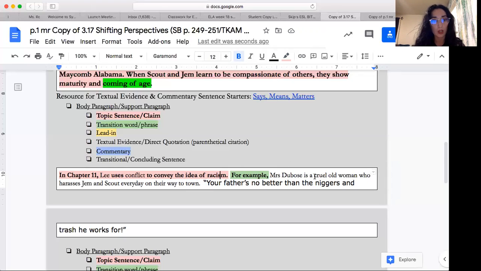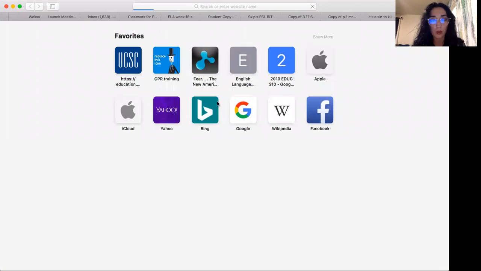So for example, Mrs. DeBow is a cruel old woman who harasses Scout and Jem every day on their way to town. Scout or Jem is mad when Mrs. DeBow insults his father. Okay, and then again, mad, that's a kind of informal word. So I can look up in my thesaurus. What's another word for mad?